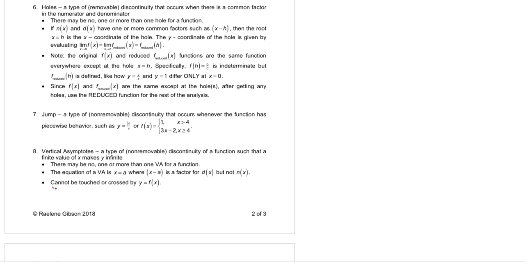One thing that is true about a vertical asymptote is that it cannot be crossed or touched by the function value. The reason for that is a vertical asymptote is characterized by y being or approaching positive infinity or negative infinity, and y can't ever equal positive or negative infinity, which means that the graph of y equals f of x cannot be intersected with plus or minus infinity for y, and therefore no intersection means no touching or crossing.